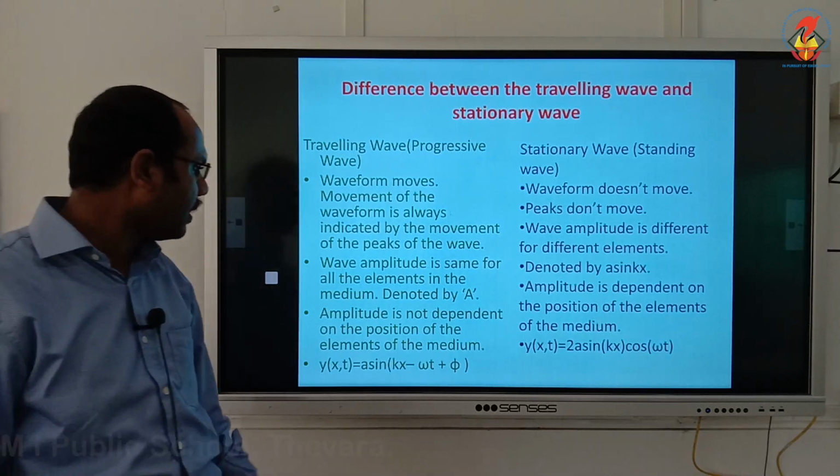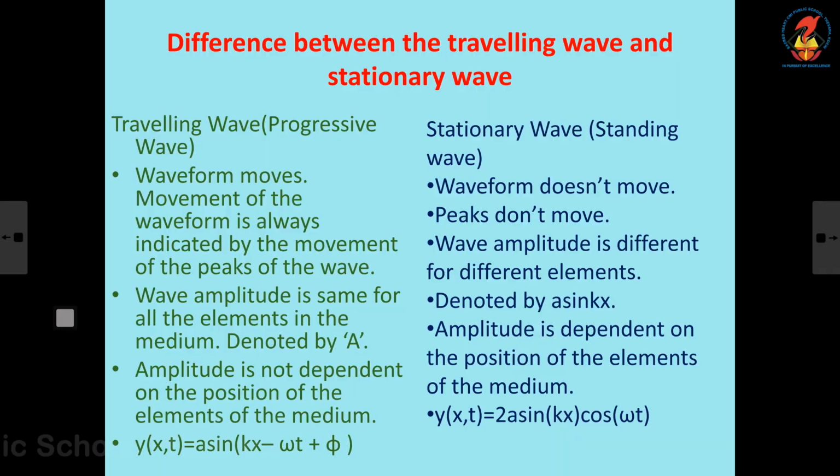Now in a progressive wave the amplitude is not dependent on the position of the elements of the medium, and here amplitude is determined by A. In a stationary wave, the amplitude is dependent on the position of the elements of the medium and is changing. That is why the amplitude could be found by A sin kx.